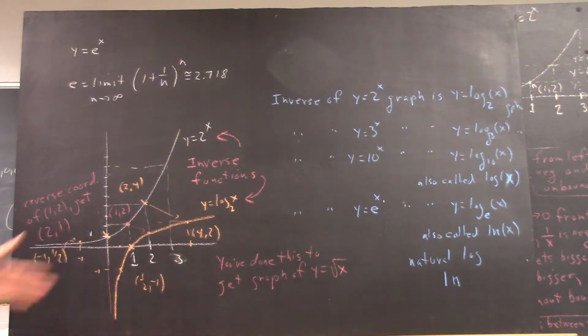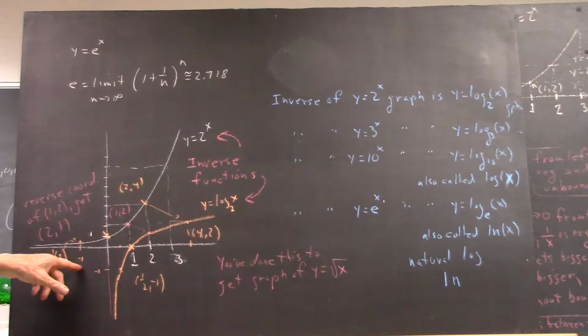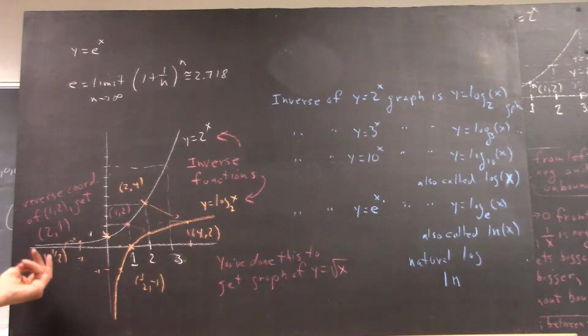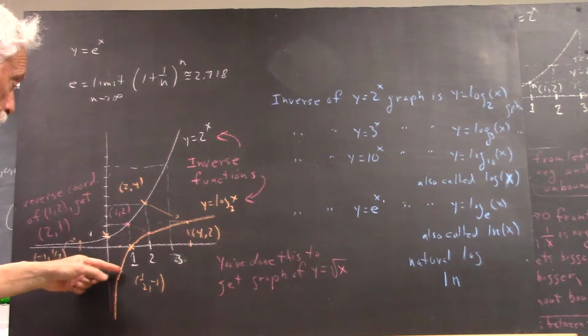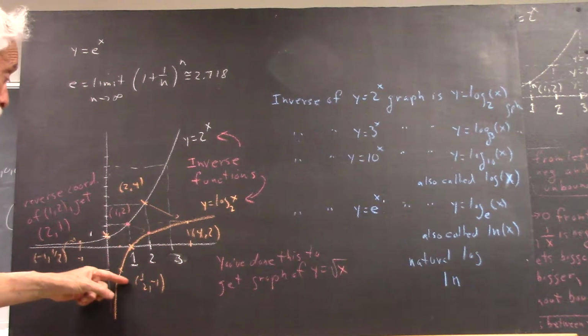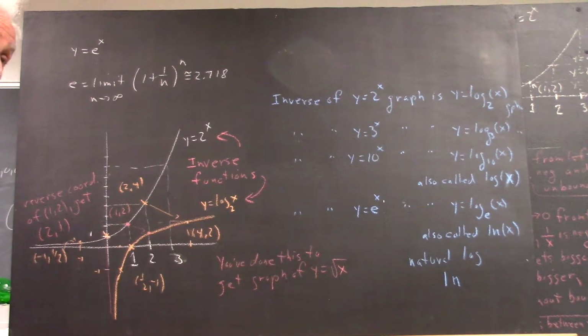Now let's take a point on this side of the y-axis and reverse its coordinates. We have the point -1, 1/2. Okay, if we reverse the coordinates, we get 1/2, -1. What's that do? Well, here's 1/2, and here's -1. Right here is the point 1/2, -1 on the graph.